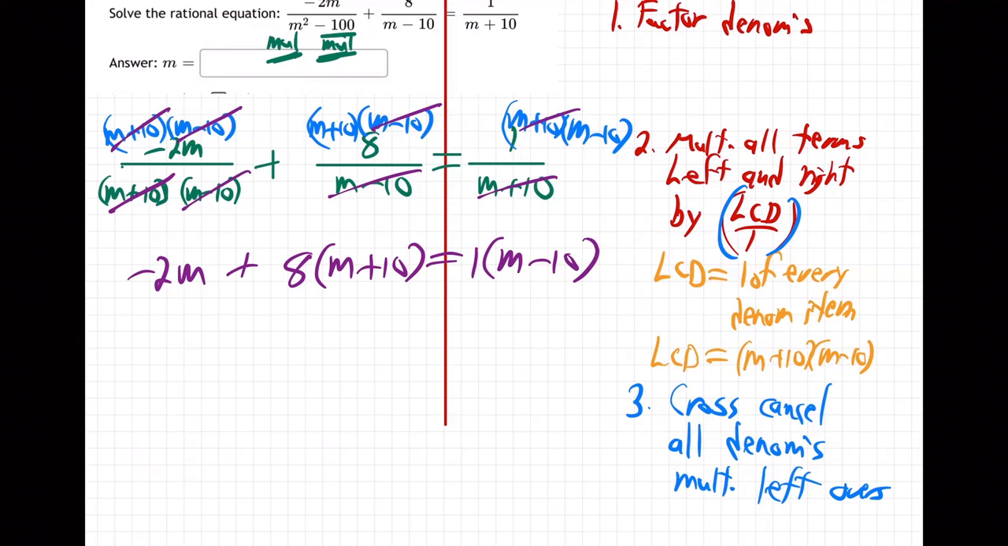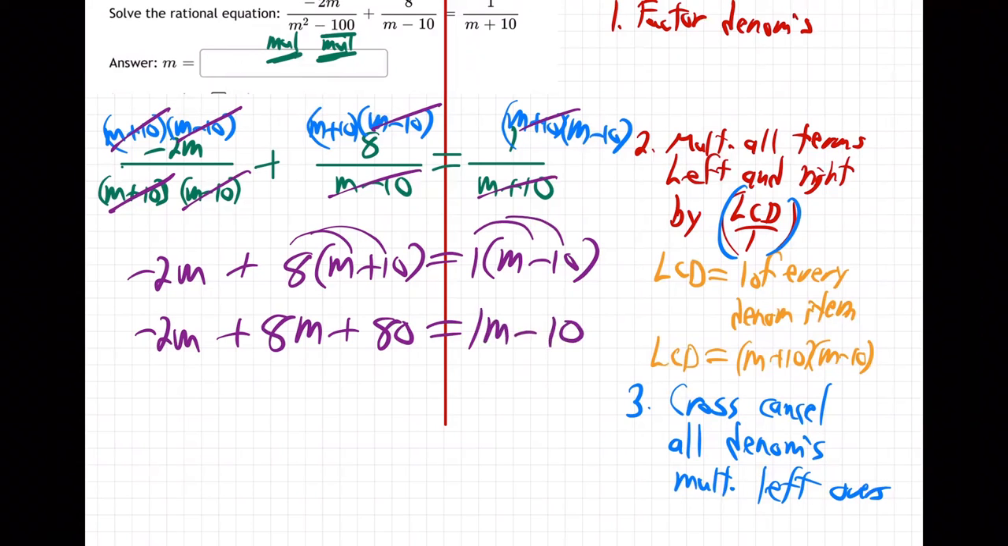Does that make sense? So notice all the denominators have canceled out, haven't they? We've cross-canceled, gotten rid of all denominators. All denominators have gone bye-bye. And what's left over, we now multiply. So I'm going to go, okay, minus 2m. This 8 is going to distribute. Plus 8m plus 80. This 1 will distribute, which is just 1m minus 10.